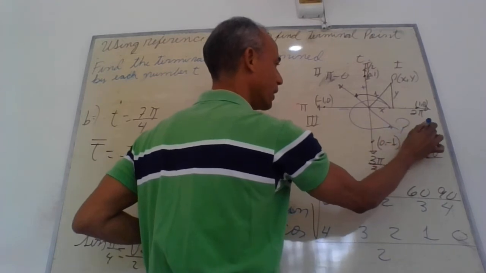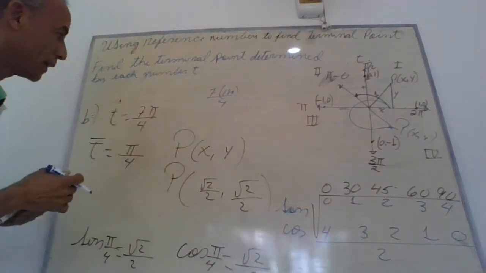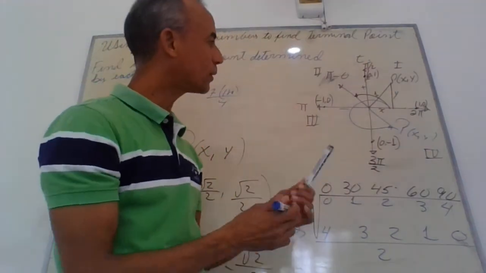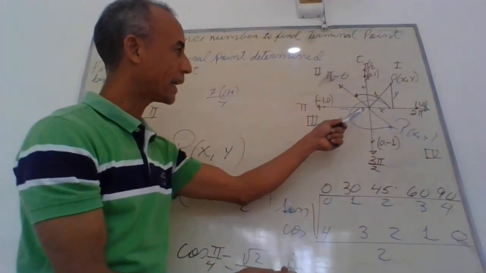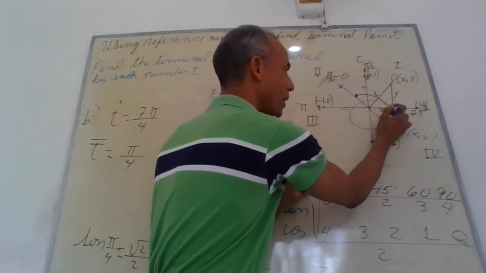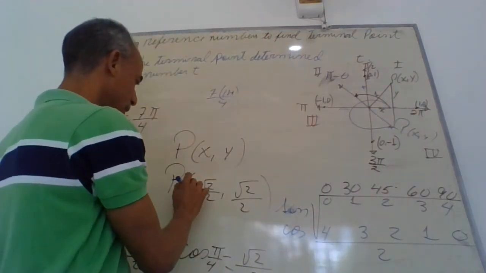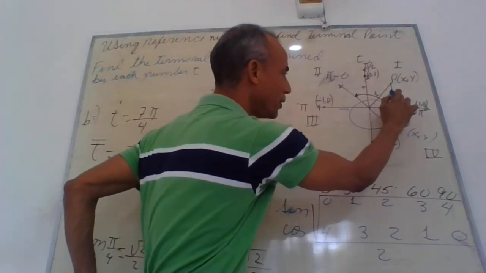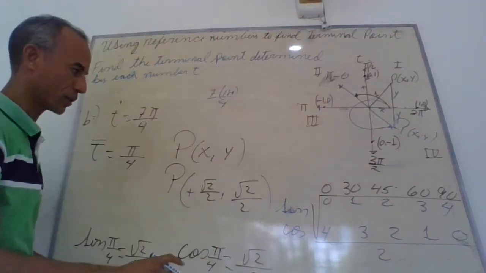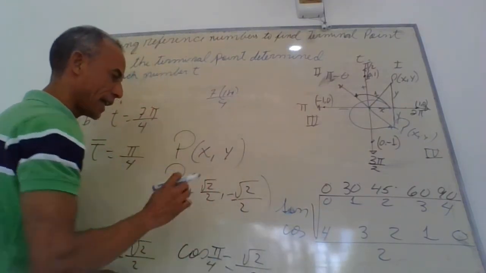I need this point, and then how to find this point? I got this point, but I have to check what is going to be the sign. Remember, the sign: x is here, x is going to be positive, okay, and down here it's going to be y. Y is going to be negative because it's down, okay? And I got what I want.